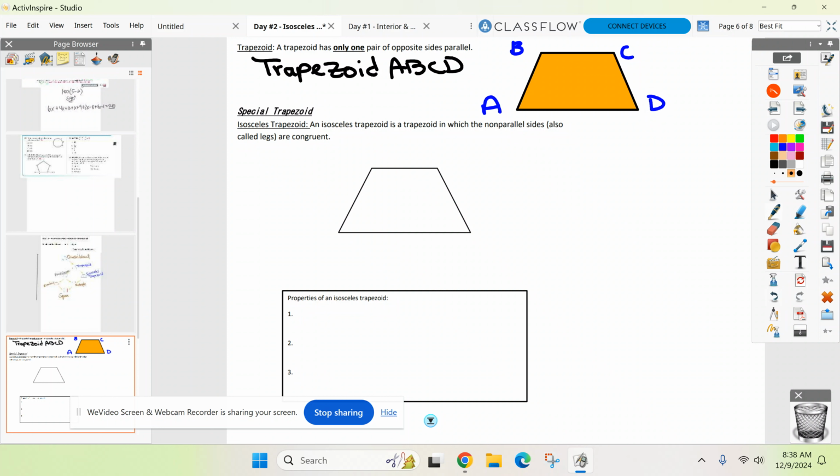Let's talk property. There's only one property of a trapezoid. One pair of opposite sides are parallel. Those aren't hash marks. What do I put on there? Arrows. All right. So on AD and BC, we should have arrows.